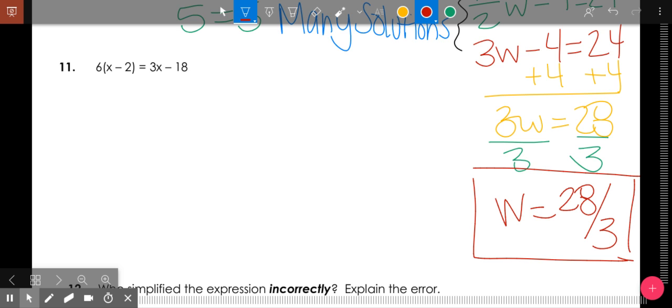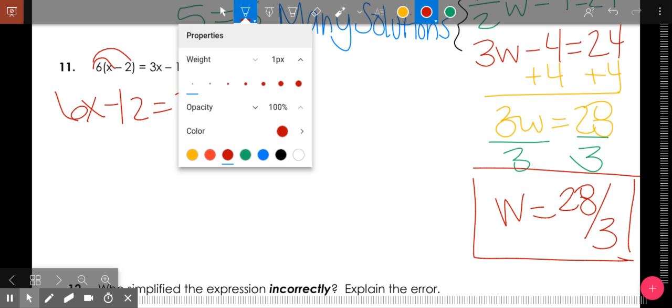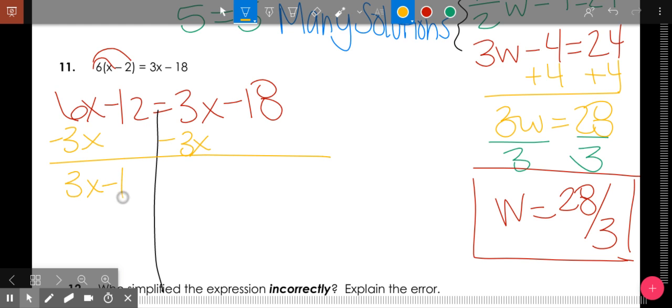Okay, number 11. Our first step is to distribute. We get 6x minus 12 equals 3x minus 18. Our next step is to get that variable on one side. I'm going to subtract 3x. Subtract 3x. I get 3x minus 12 equals negative 18.